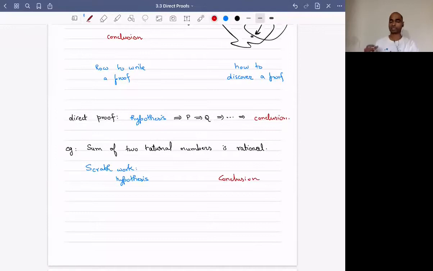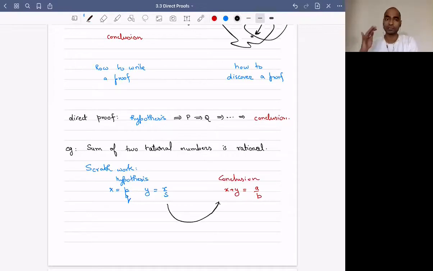Okay, so now I want to say sum of two rational numbers. Let's say you have variables x and y, where x and y are rational numbers. Now, what does it mean for x and y to be rational? x is a ratio of two integers, and y is a ratio of two integers, and the denominators are non-zero. But this is scratch work, so I'll leave it like this. And the conclusion I want to get to is that x plus y is also rational. So I want this to be something like a over b. The proof is going to go from here to here.